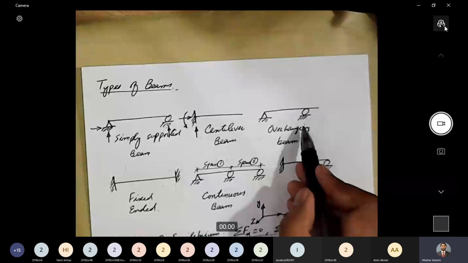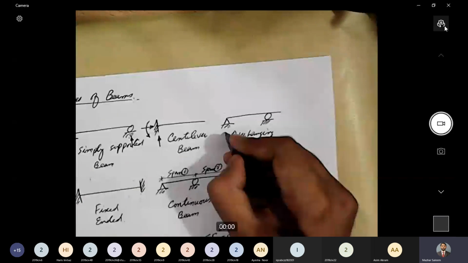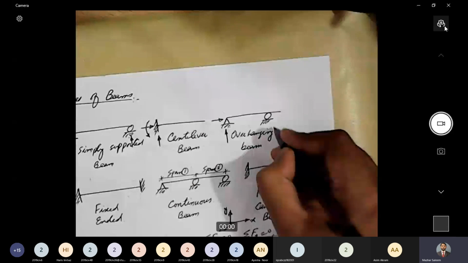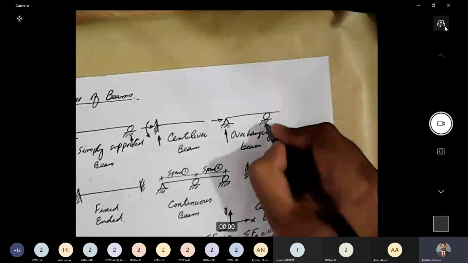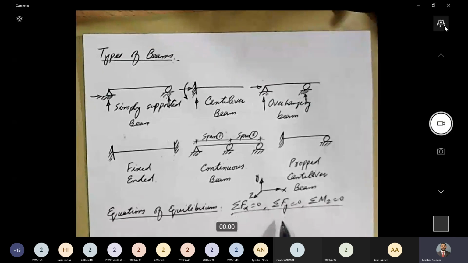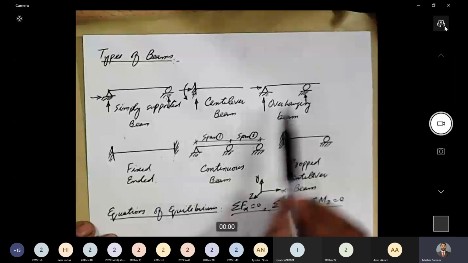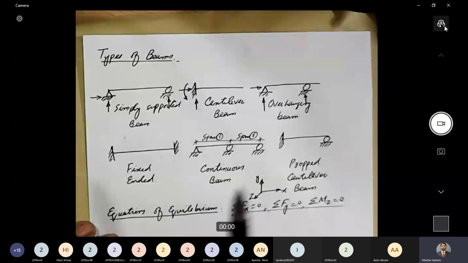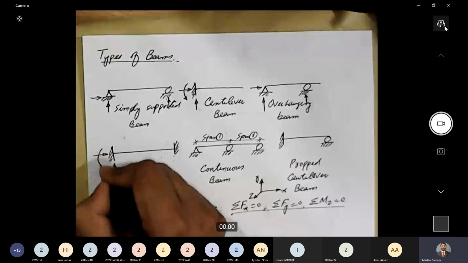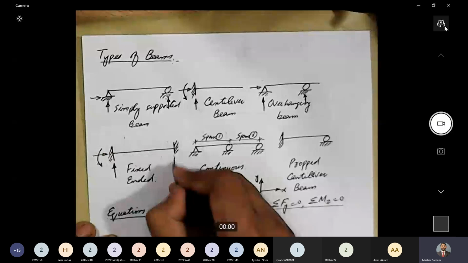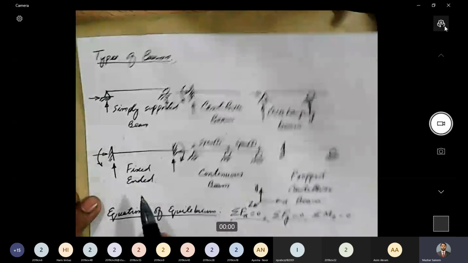How many reactions can be generated in an overhanging beam? 1, 2, 3. So three reactions and three equations of equilibrium. It means that this overhanging beam can also be analyzed using these three equations. So these three beams are determinate beams. Now what about a fixed ended beam? How many reactions? 1, 2, 3, 4, 5, and 6. So we have 6 reactions in a fixed ended beam.